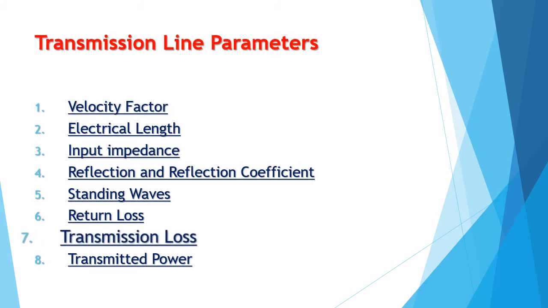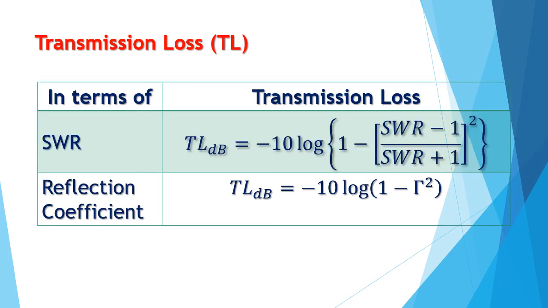And then let's take a look at the transmission loss. Transmission loss, in terms of SWR, we have the formula TL sub dB is equal to negative 10 log of 1 minus the quantity SWR minus 1 divided by SWR plus 1, squared. And then in terms of reflection coefficient, we have TL sub dB equals negative 10 log of 1 minus the reflection coefficient squared. Now again, we have our negative sign denoting that this is a loss, not a gain.